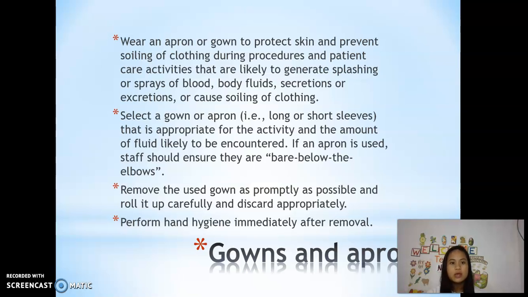Gowns and aprons. Wear an apron or gown to protect skin and prevent soiling of clothing during procedures and patient care activities that are likely to generate splashing or spray of blood, body fluids, secretions, or excretions, or cause soiling of clothing. Select a gown or apron that is appropriate for the activities and the amount of fluid likely to be encountered. If an apron is used, staff should ensure they are bare below the elbows.